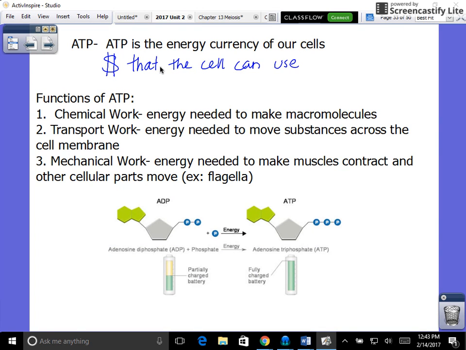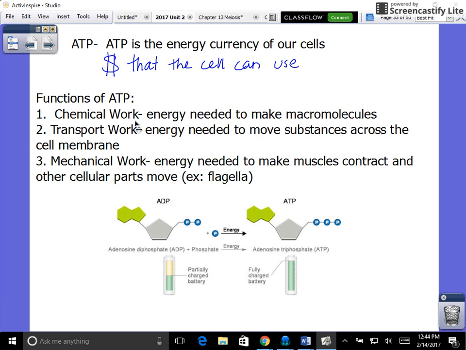Just a little bit of information about ATP because it is such an important topic in this course. ATP is the energy currency of our cells. So if you eat a Big Mac, your cell's not going to be able to use that right away. That energy needs to be converted into a currency that the cell can use. And in this case, that currency or that dollar bill is ATP.